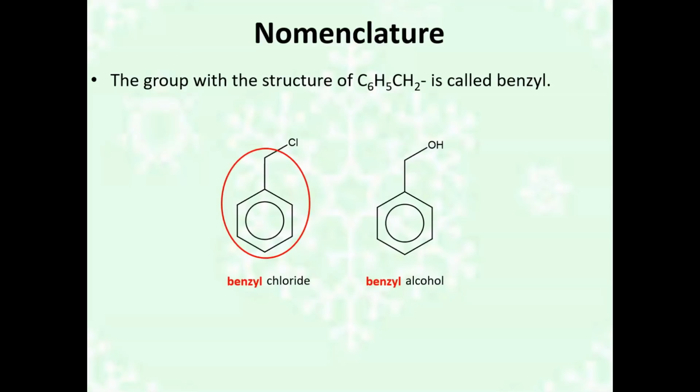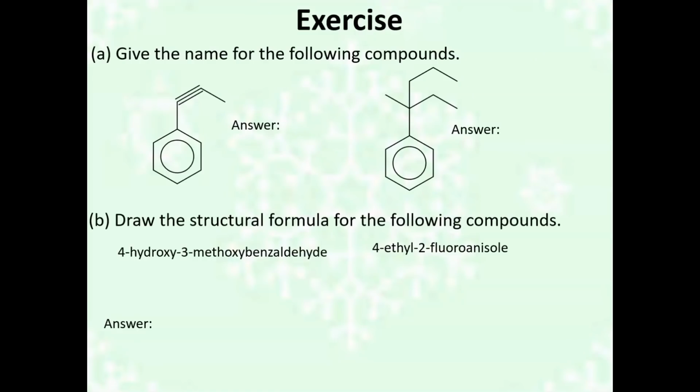Next one is almost the same. The OH is not directly attached to the benzene ring. Here has the CH2, so it is called benzyl alcohol. Now let's do the exercise. Give the name for the following compounds.